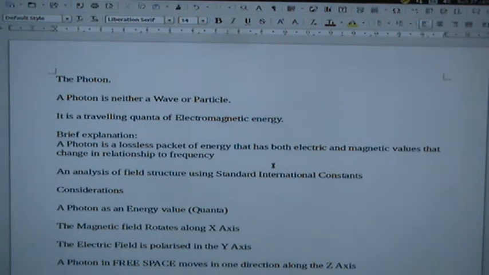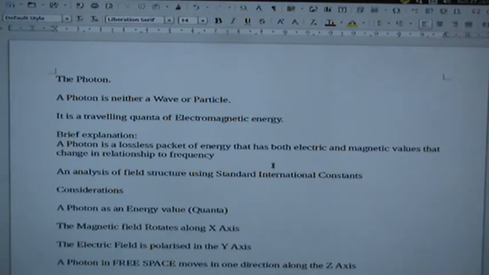G'day viewers, I've been doing a bit of photon analysis, so we'll go through my mathematical analysis of a photon, and I'll make some, what do you call it, proclamations.